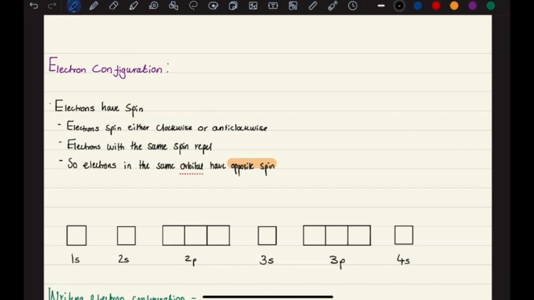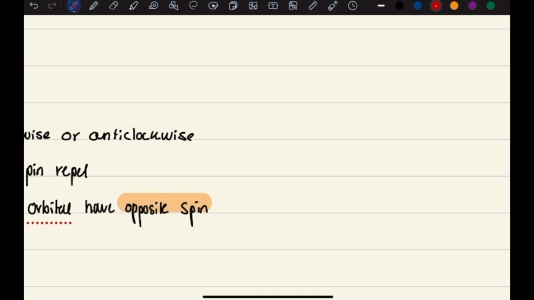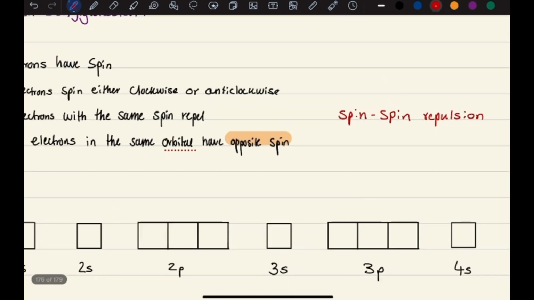Hence, we said the orbital has max 2 electrons. Within an orbital, the electrons must have an opposite spin to prevent what we call spin repulsion. I'm even going to write it there: spin repulsion. That's what we want to avoid inside of the orbital, because we want the atom to be stable.